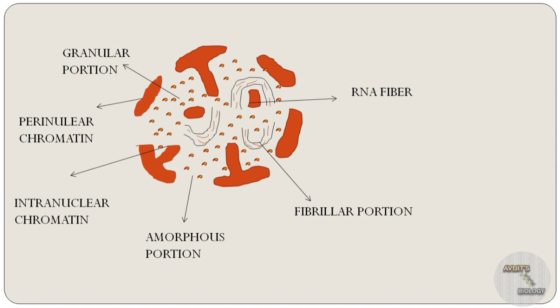Nucleolus mainly helps in the formation of RNA and protein. And at the time of cell division, this nucleolus helps in the formation of spindle. This nucleolus disappears at the last phase of prophase, and again it appears in the telophase.